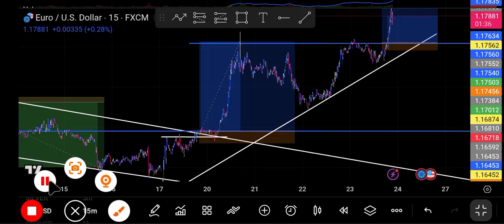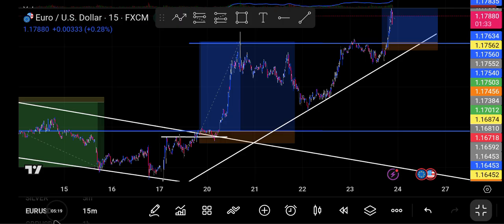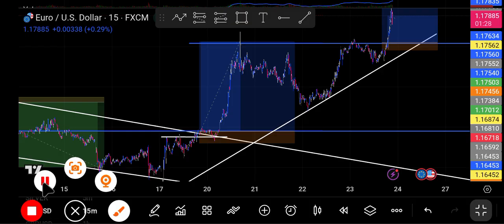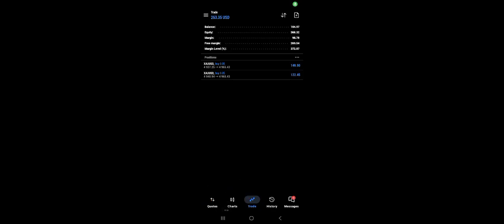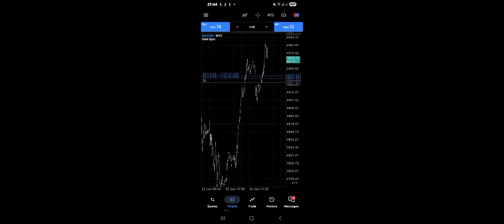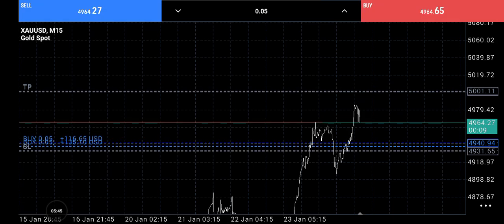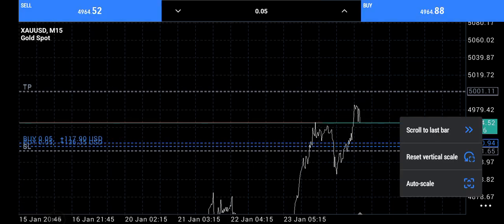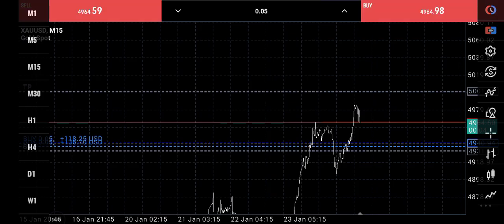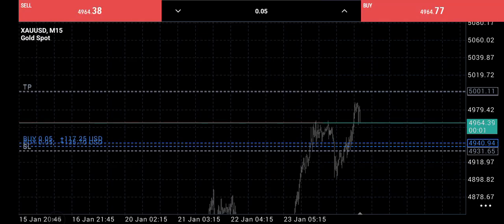Let me take you to my MT5 and show you how the market is looking right now. Okay, guys, this is how we are looking. I obviously told you this gold. Let me flip my screen so that I can change this to candlestick one, like that.